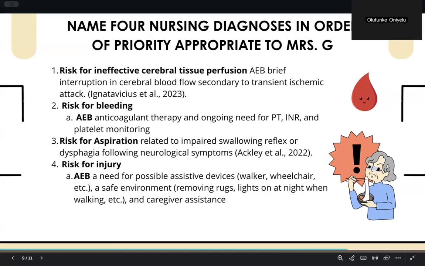The third diagnosis is risk for aspiration related to impaired swallowing reflex or dysphagia following neurological symptoms. The fourth one is risk for injury as evidenced by a need for possible assistive device like walker, wheelchair, and more, a safe environment like removing rugs, putting on light at night when walking, and providing a caregiver assistance.